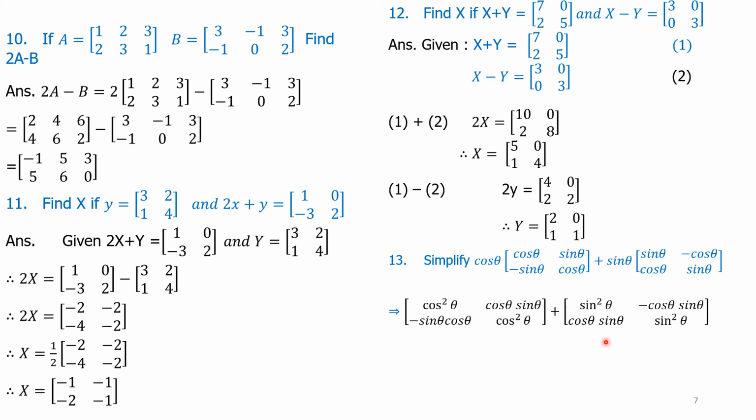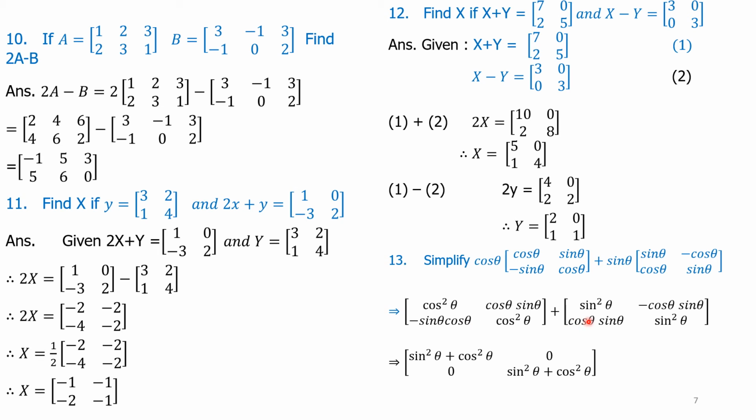So now we have to do the addition of these two matrices. This is one matrix and this is another matrix. So we have to add corresponding elements. Therefore, it becomes cos squared theta plus sin squared theta, sin squared theta plus cos squared theta. Similarly, cos theta sin theta minus cos theta sin theta. Both get cancelled. This minus cos theta sin theta gets cancelled with the positive cos theta sin theta. So that becomes 0.